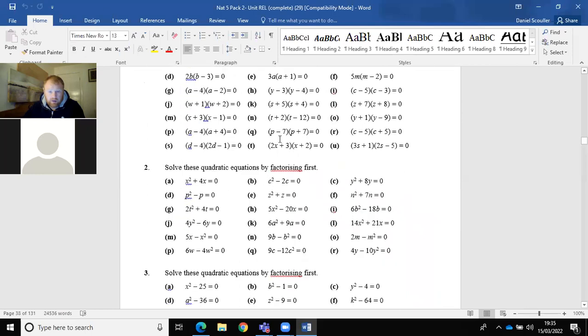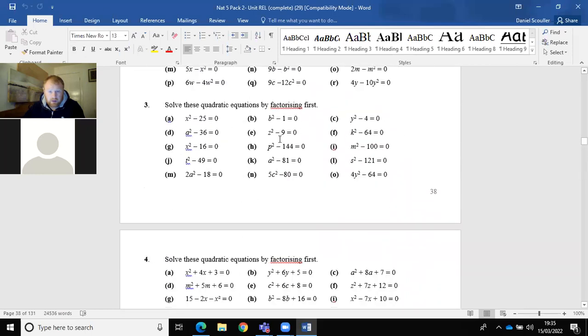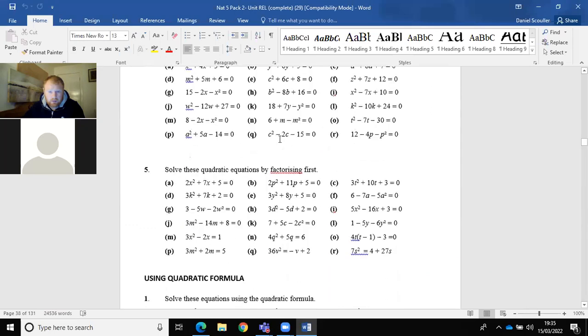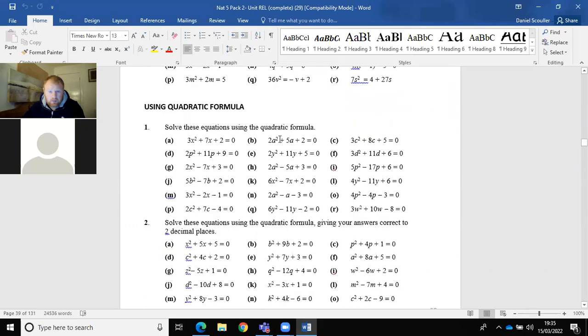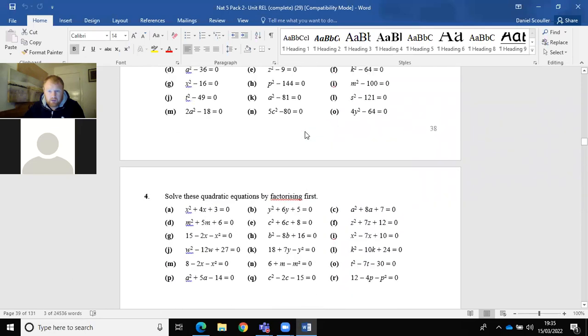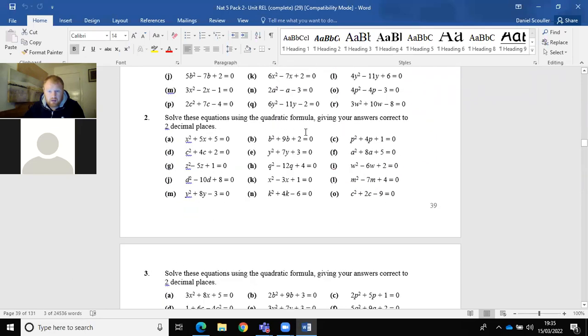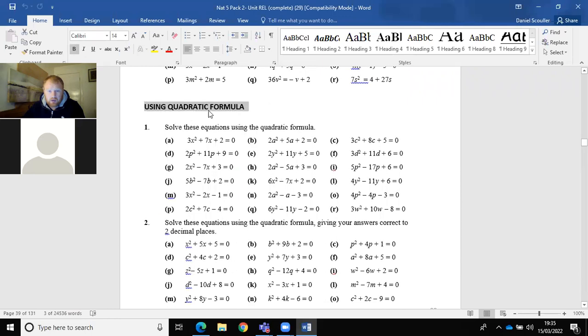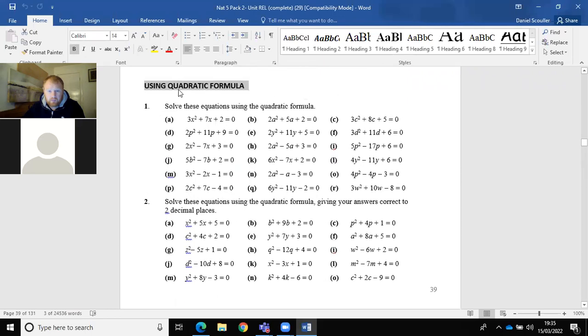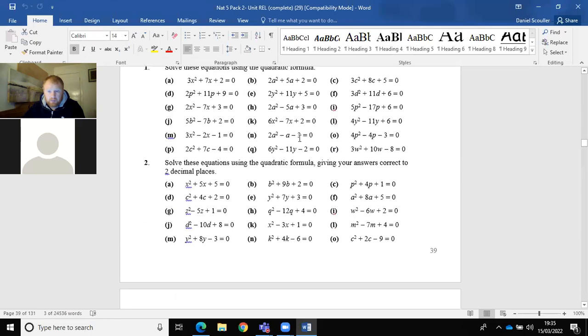Then here's some more factorizing. Okay, so factorizing. And then using the quadratic formula. Okay, so I'm on page 39. Okay, so using the quadratic formula. Okay, that's the formula that we wrote out. Okay, that's on page 39.